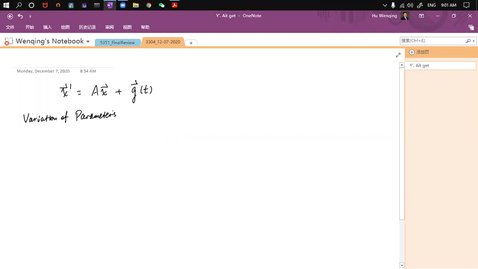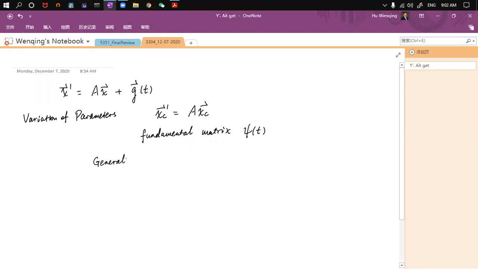So we've been talking about the method of variation of parameters. In that method, let me remind you of the formula there. The formula is to consider the linear system, the homogeneous system x c prime is equal to A x c, and then we get the so-called fundamental matrix, psi of t.